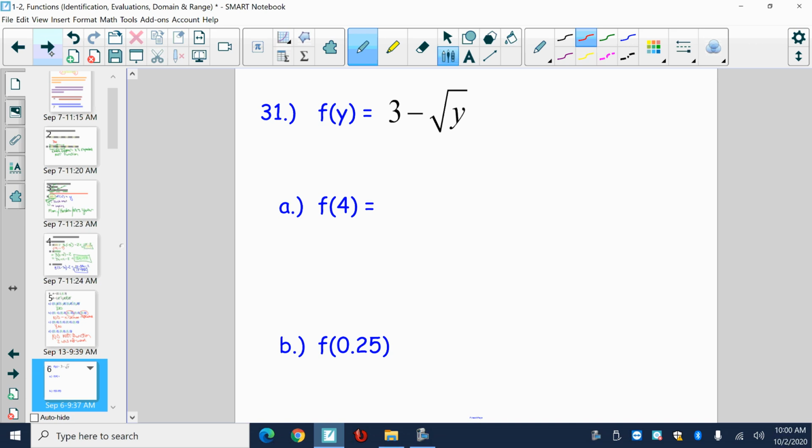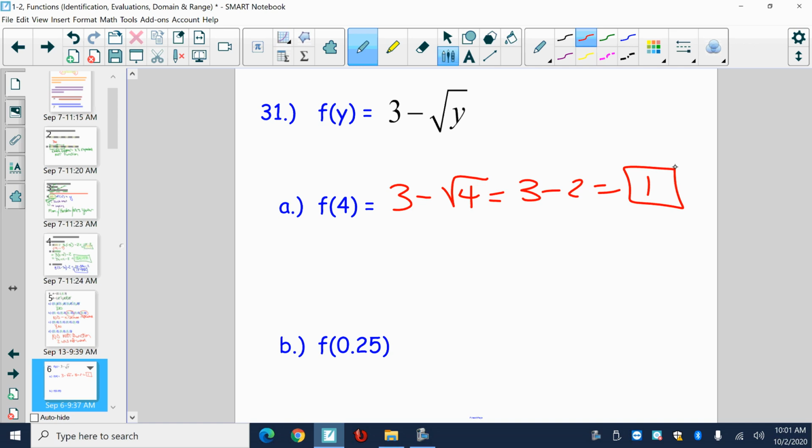So 31, f at y is equal to 3 minus the square root of y. Well, instead of f of x, they're using the variable y. It's totally fine, not a big deal. So we're just going to plug in 4 for y. So that's 3 minus the square root of 4. The square root of 4 is 2, to give you 1.